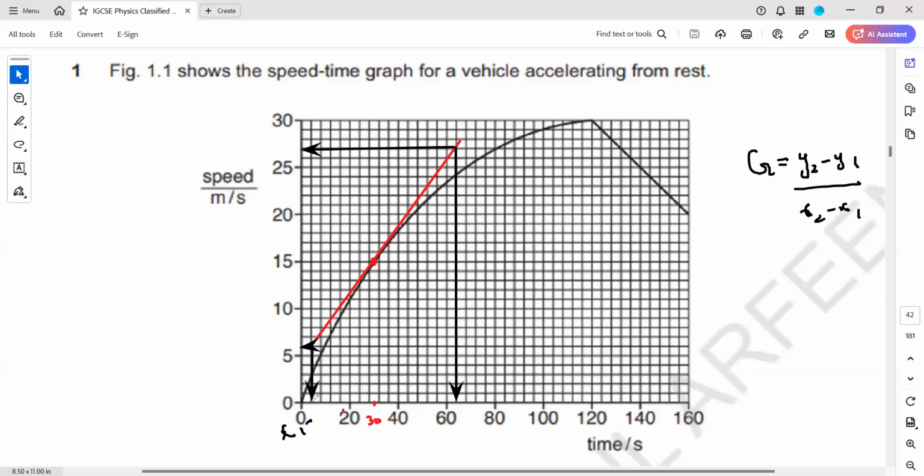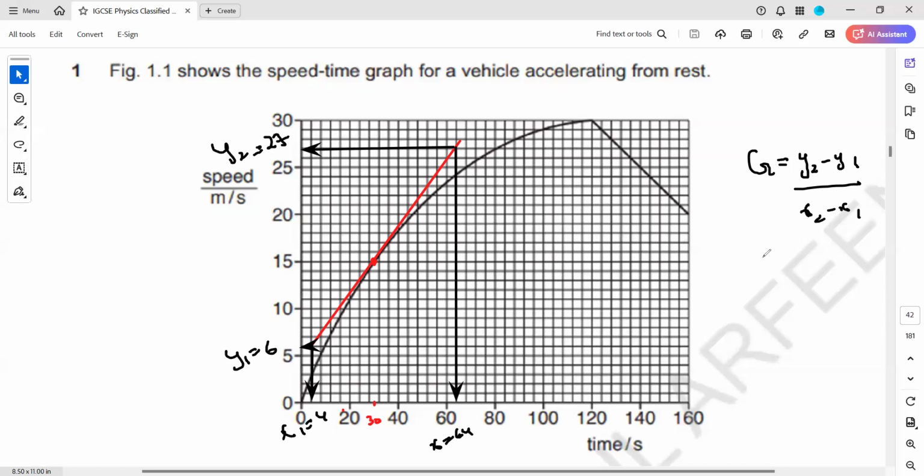So we just substitute. What is the value for X1? 10 boxes here, 1, 2, 3, 4, 5. 5 boxes equals 20, so each is representing 4. So X1 is 4. What about X2? It is 64 because it is one box after 60. What about Y1? 10 boxes equals 10, so each is representing 1. So Y1 is 6. And what about Y2? 26, 27. So Y2 is 27.